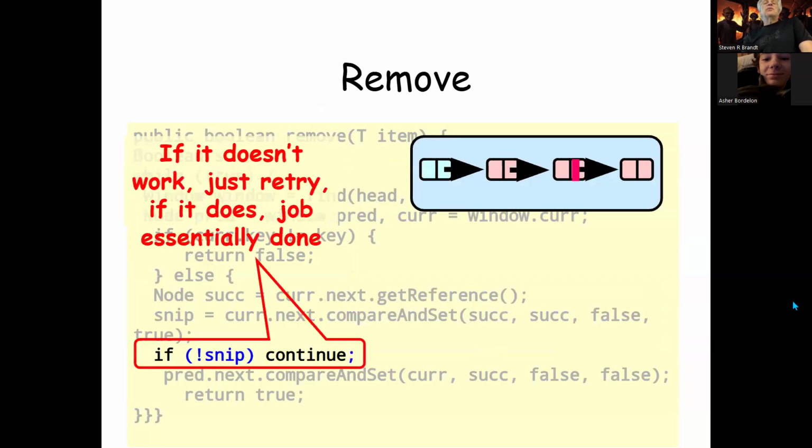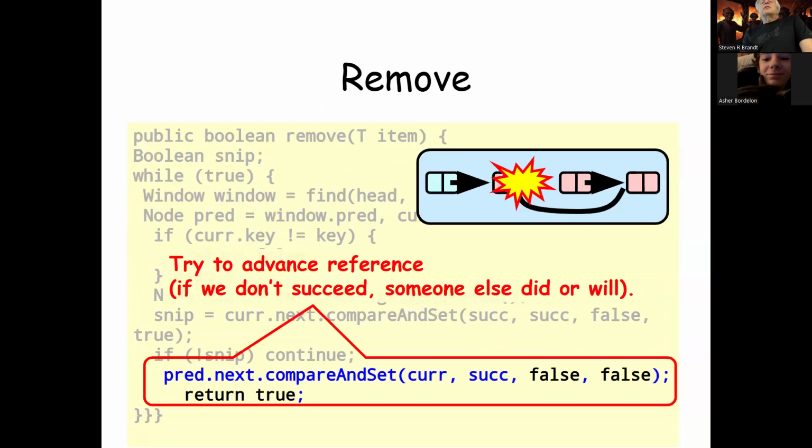And then if that fails, we're going to have to retry, because that means somebody else is messing with us. And now if it succeeded, then the predecessor.next is going to swing from current to become the successor. And we're going to change the bit to false. All right. Are we good?